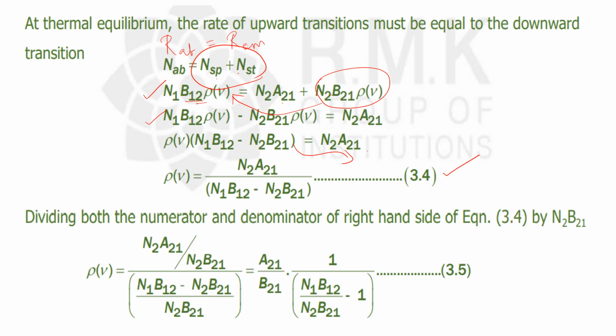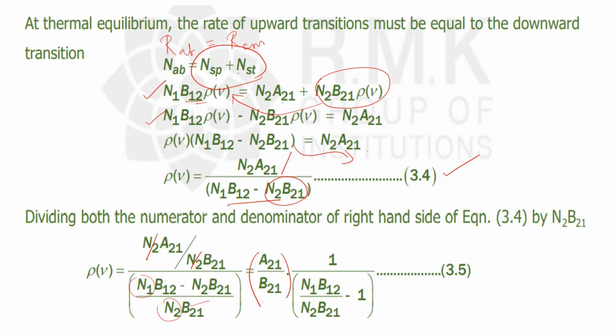Then on further simplification, that is dividing the numerator and the denominator by the term N2 B21, the N2 gets cancelled off. So we get A21 by B21, and then 1 divided by N1 by N2 times B12 by B21, and the N2 B21 terms get cancelled off, and we get 1.